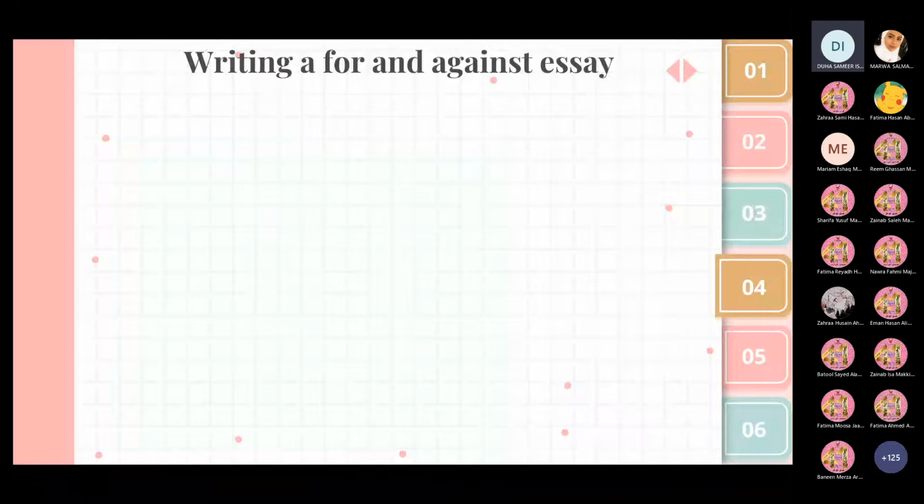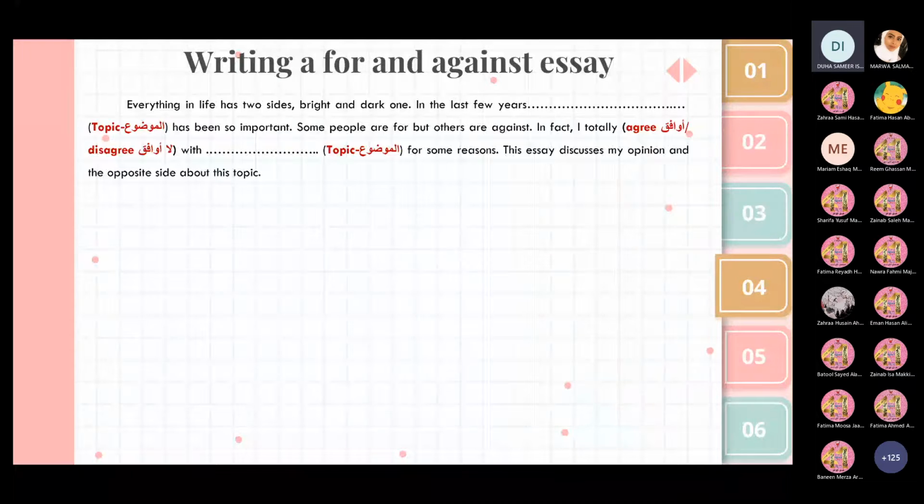Okay, let's start with the layout with paragraph number 1. Ms. Marwa, if you can please show us. Yes, thank you. So for the first paragraph, اللي هو introduction, you're going to start with this sentence, which is: everything in life has 2 sides, bright and dark one. كل شيء في الحياة له وجهتين، اللي هو a bright side and the dark side. So you're going to start by mentioning the topic. شنو الموضوع اللي راح تكتبين عنه الإيجابيات والسلبيات.